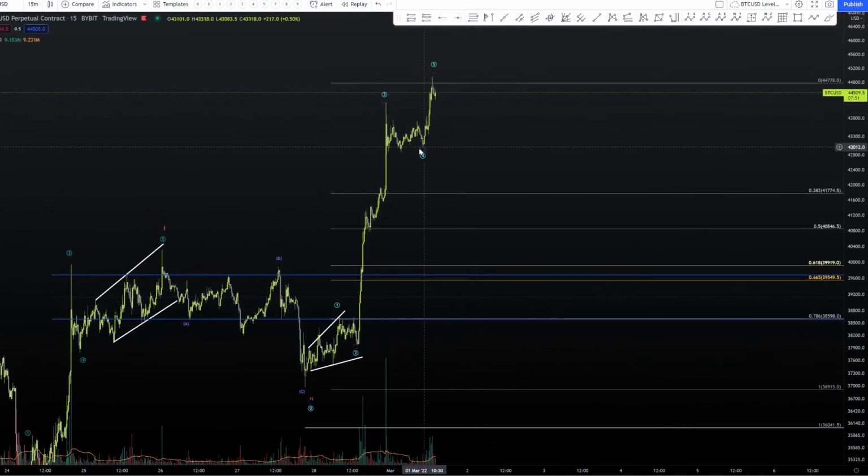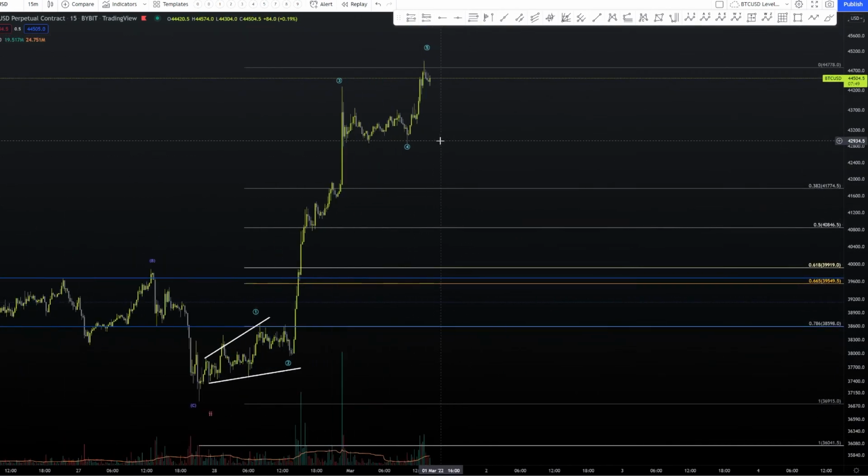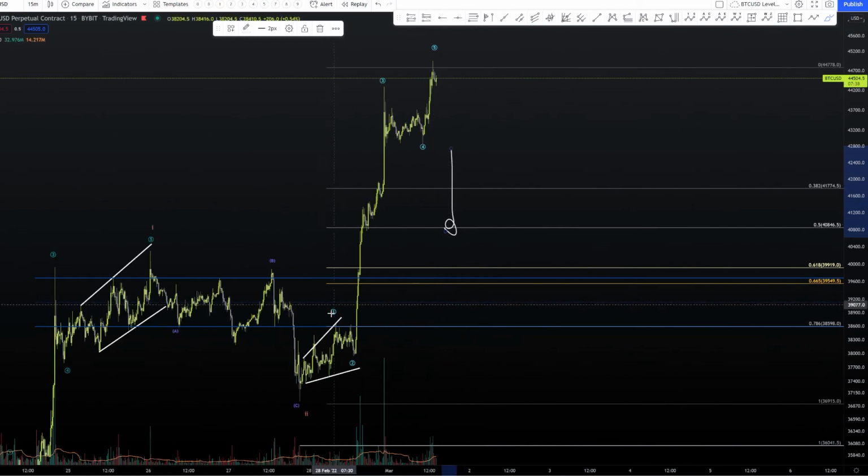Now, like I mentioned, if we fall below the wave 4, so if we fall below this wick right here, we're probably just going to drop all the way down here to around the 0.5. You know, we could bounce around the 0.32, but it's not a very typical retracement for a wave 2 if this is a 1, 2. So I'm looking more for the 0.5 or the 0.618.